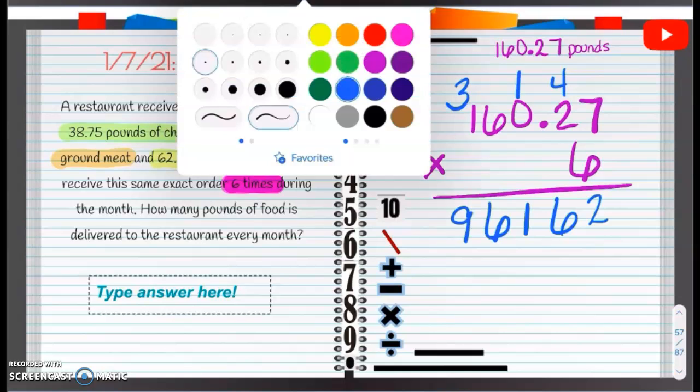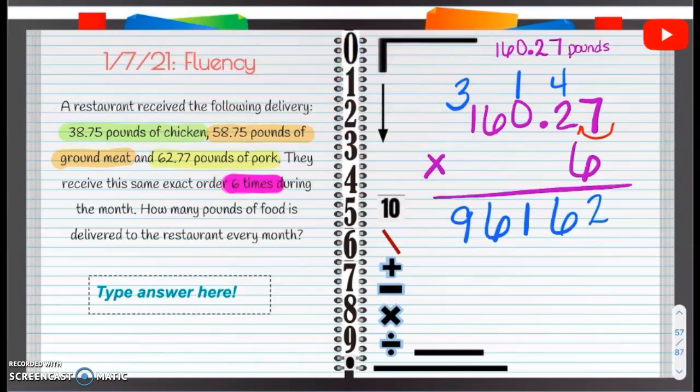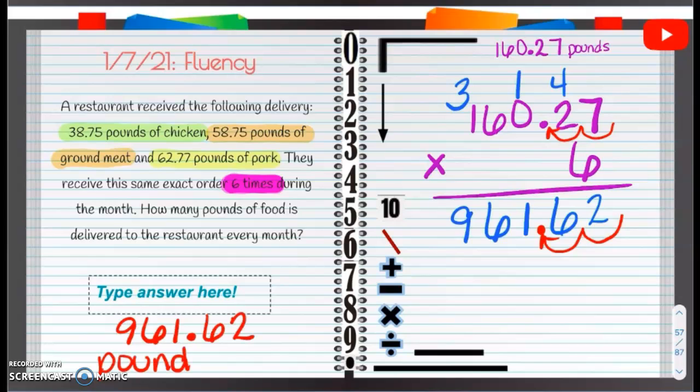And what do I do with that decimal? We gotta count our swoops. 1, 2, and 1, and 2. So our decimal will go in between that 1 and that 6. So our answer is 961 and 62 hundredths pounds each month.